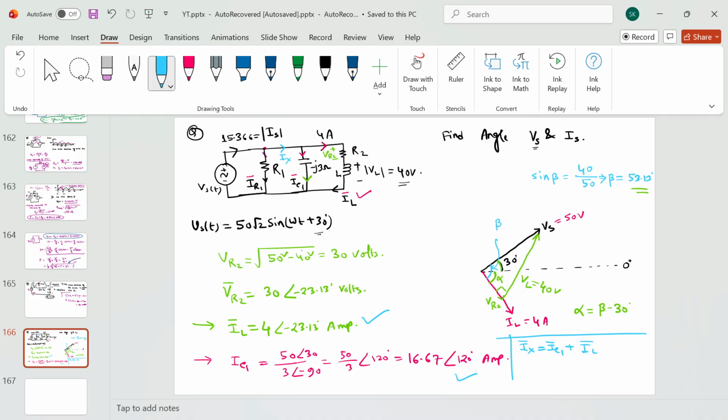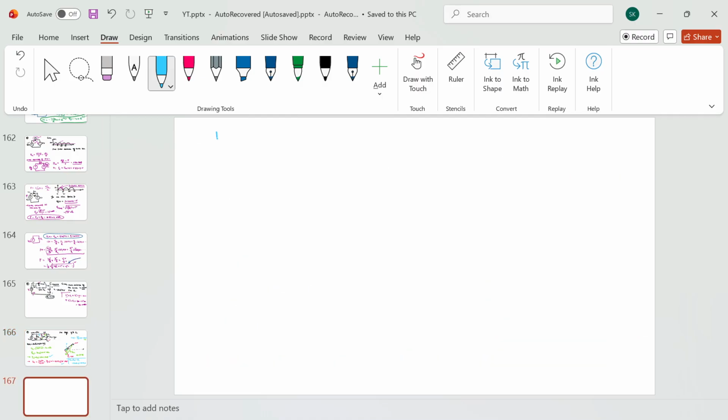4 at an angle of minus 23.13 plus 16.67 at an angle of 120 degree gives 13.68 at an angle of 109.89 ampere. So I know this Ix. Now if I apply KCL at this particular node, so the KCL should be Is phasor is equals to Ix phasor plus IR phasor. Okay.